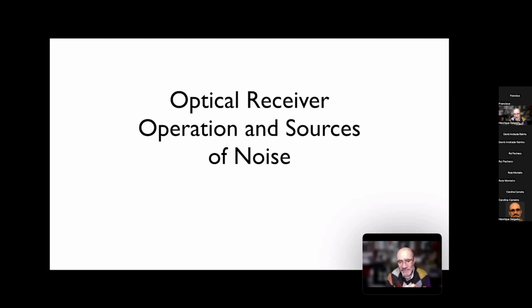At the receiver side, noise is generated that is added to the signal, which defines a certain signal-to-noise ratio. And depending on the signal-to-noise ratio and the required signal-to-noise ratio, we may have different operations of the receiver. And so that's what we are going to see now.